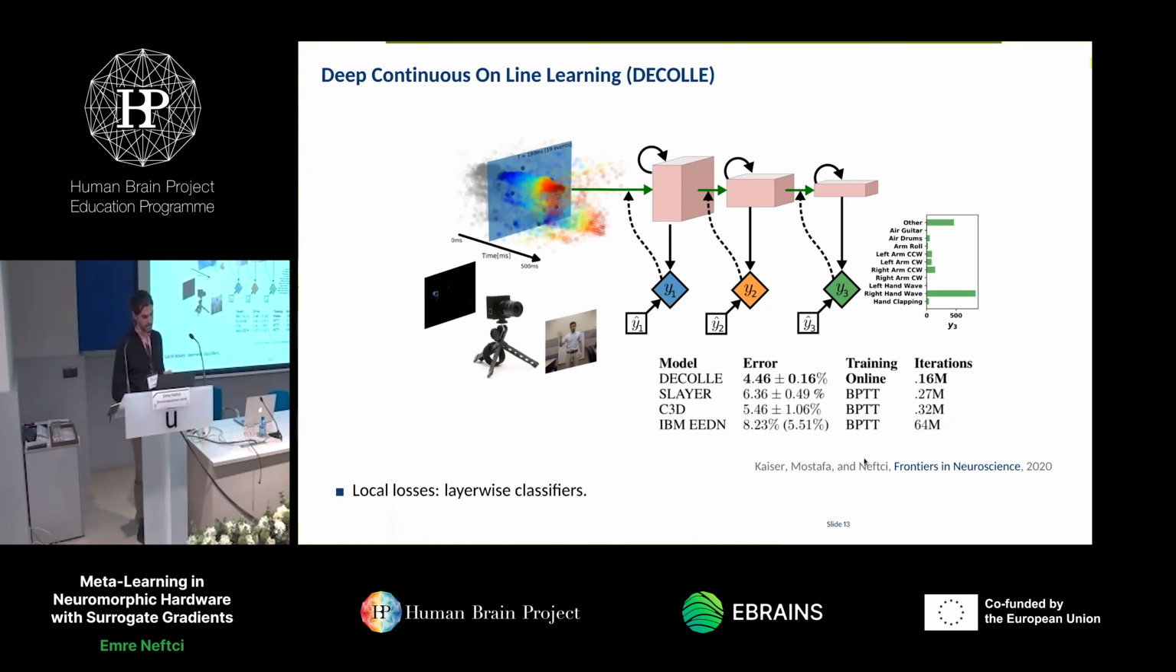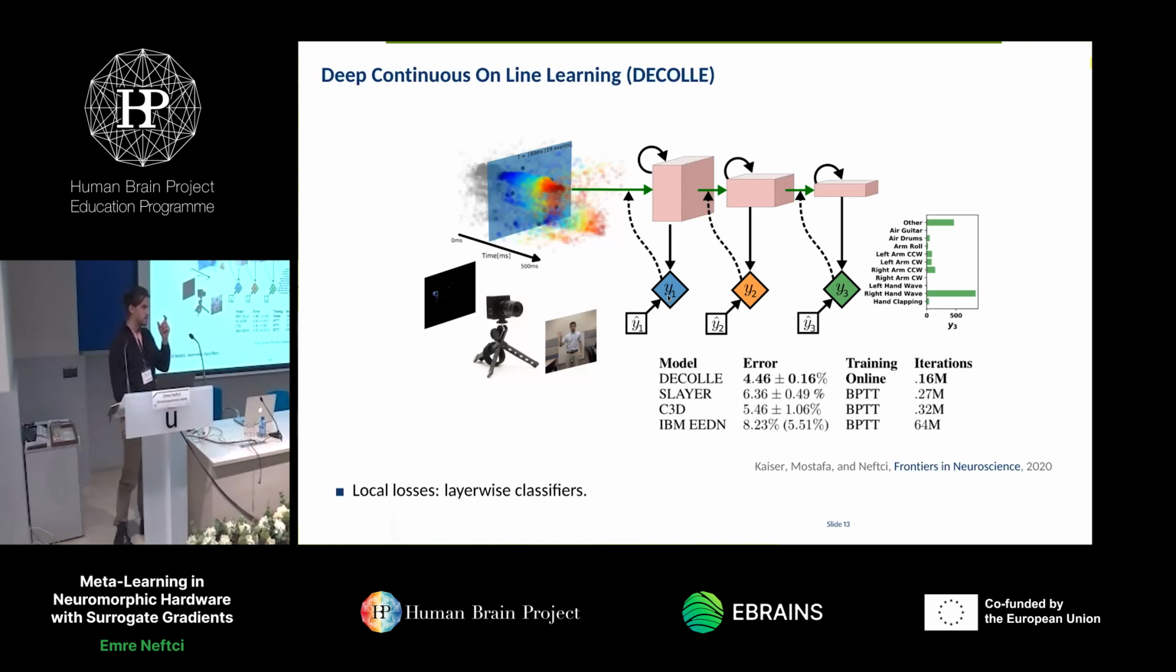But just giving a few examples that do work. So we built a couple of years ago already this network, which we called the Deep Continuous Online Learning. I was really, in this case, trying to solve the problem of local learning with spiking neurons.